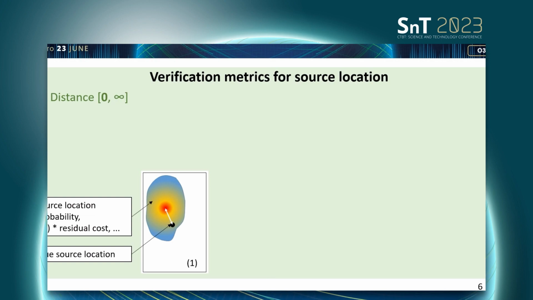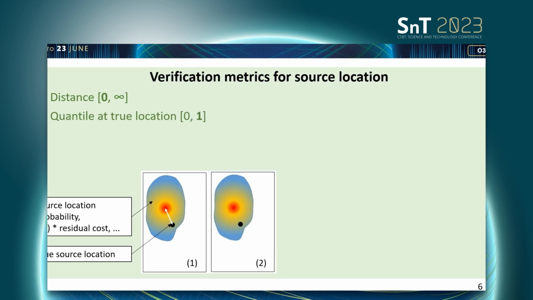And then in order to facilitate the analysis, we define 3 verification metrics for the source location. The first metric was the distance between the most likely source obtained from our inverse modeling to the true source location. And the best value, of course, is 0. Now, what you can see, this colored field, it represents, for instance, the source location probability in case of Bayesian inference, or minus the residual cost in case of the cost function optimization approach. And so if you take the distance between the maximum and the true source location, you get the first verification metric.